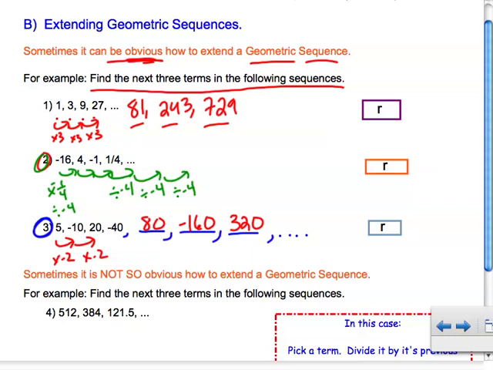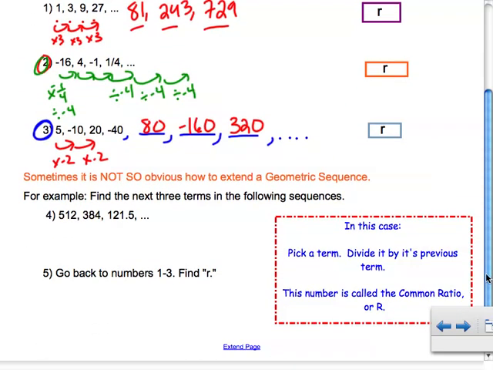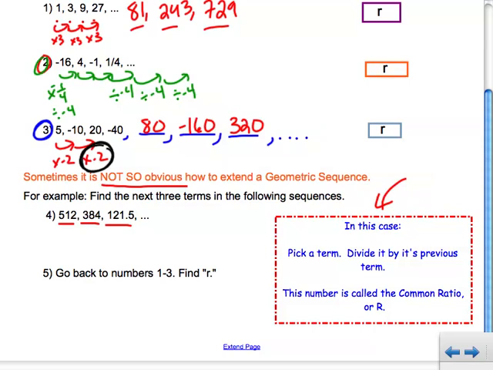Now sometimes you're going to see a sequence where you're not really sure what's going on. These numbers, not so obvious what's happening. Sometimes it's not so obvious to extend a geometric sequence. What you're going to do in this case, refer to this big red box. This is an important piece of your notes, so you might want to write down some of these things. You're going to try and find this number here, the pattern that's happening in each sequence. In our first example, it was times 3, and the second one, it was times -1/4, and in our third example, it was times -2. So that's what you're going to try and find.